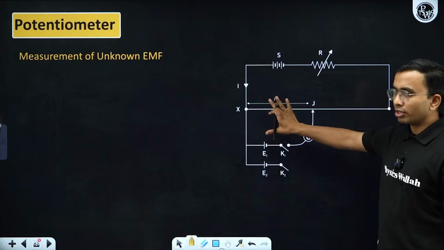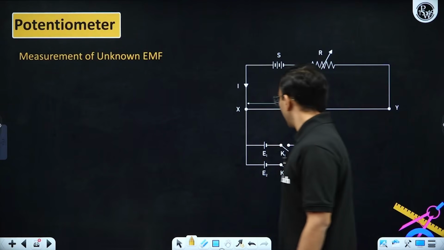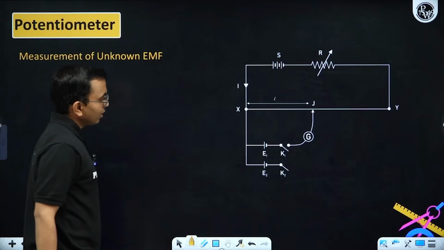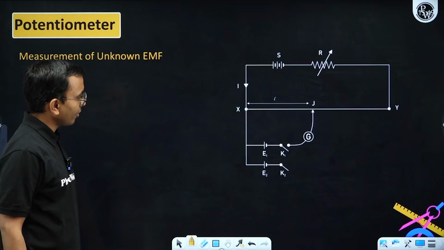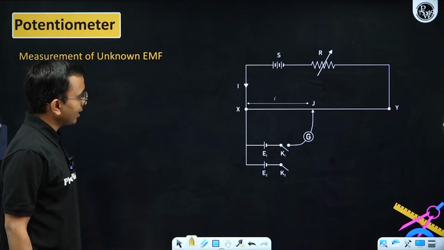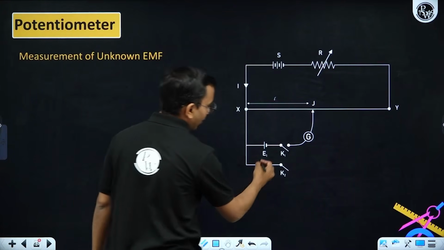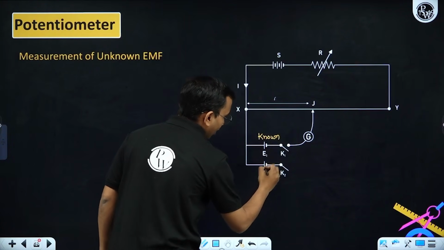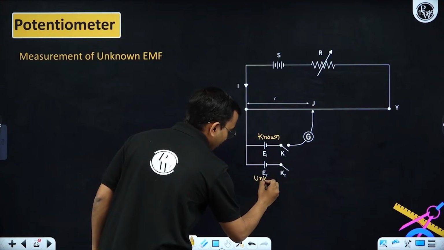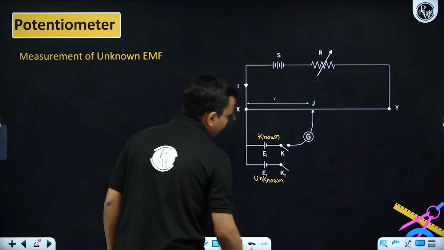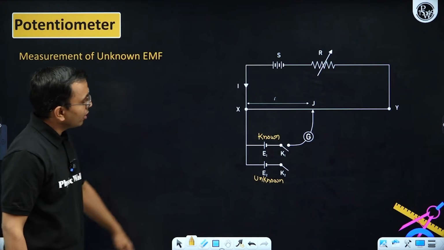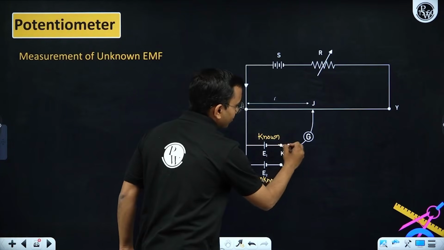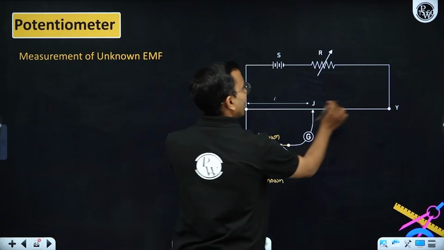First of all, I am talking about unknown EMF. Here we have two cells, connected. One is, let us take, known, another is unknown. First is connected. This is the uniform wire.